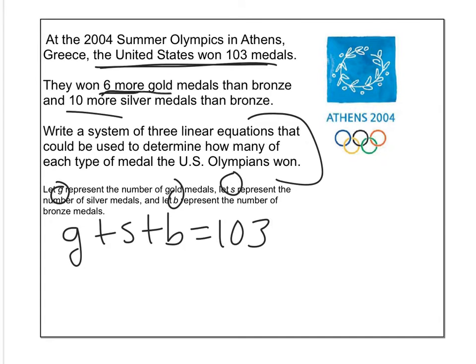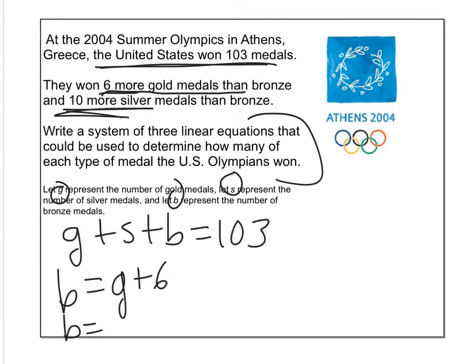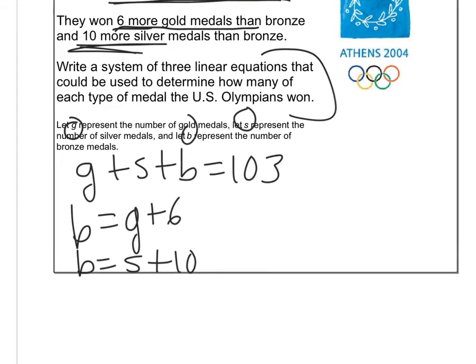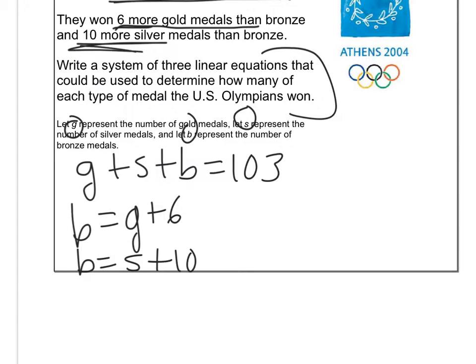They won 6 more gold medals than bronze. So bronze is going to be G plus 6. And they won 10 more silver medals than bronze. So B is also going to be equal to S plus 10. So there's my 3 equations. This is the total number of medals. This is the relationship of bronze to gold. This is the relationship of bronze to silver. 6 more gold medals than bronze and 10 more silver medals than bronze.